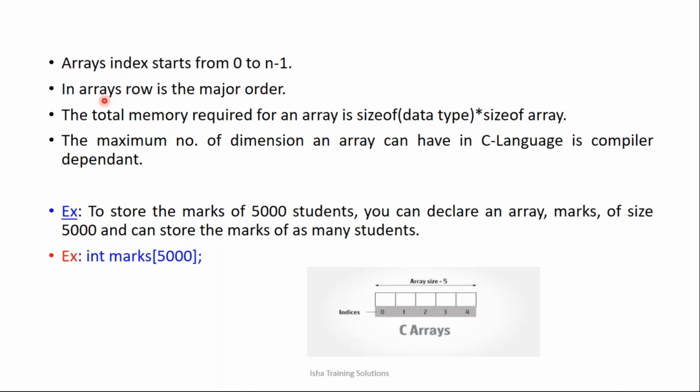Okay. In an array, row is the major order. We know what a row and a column are. Here we have 1, 2, 3, 4, 5, 6, 7, so we have 7 rows. Whatever we have in the vertical direction are called columns. Horizontal rows and vertical columns.